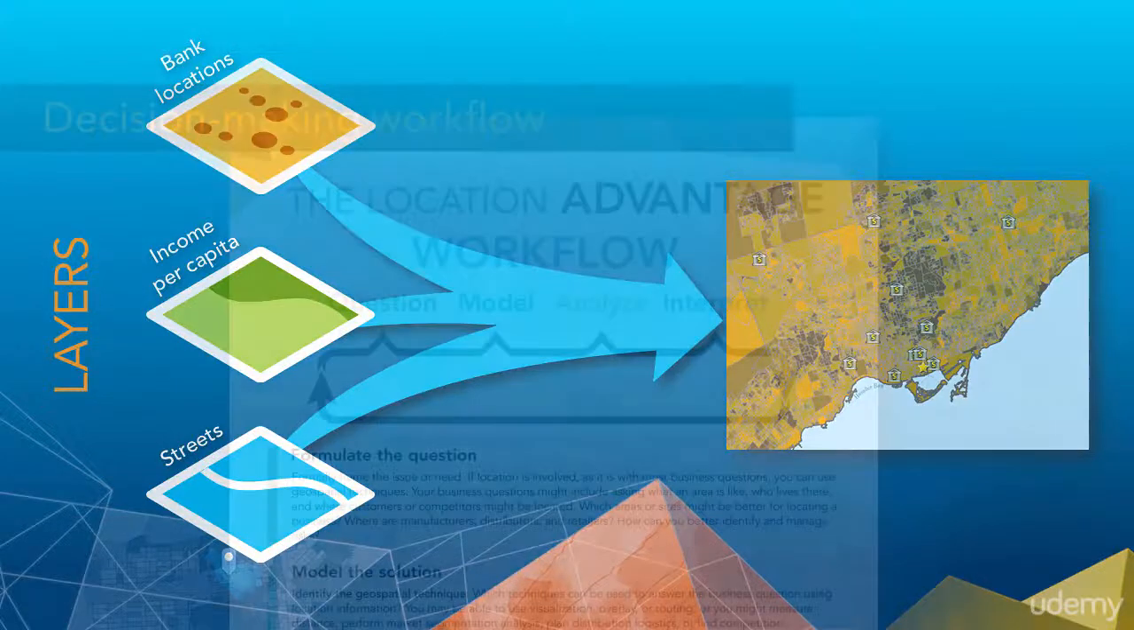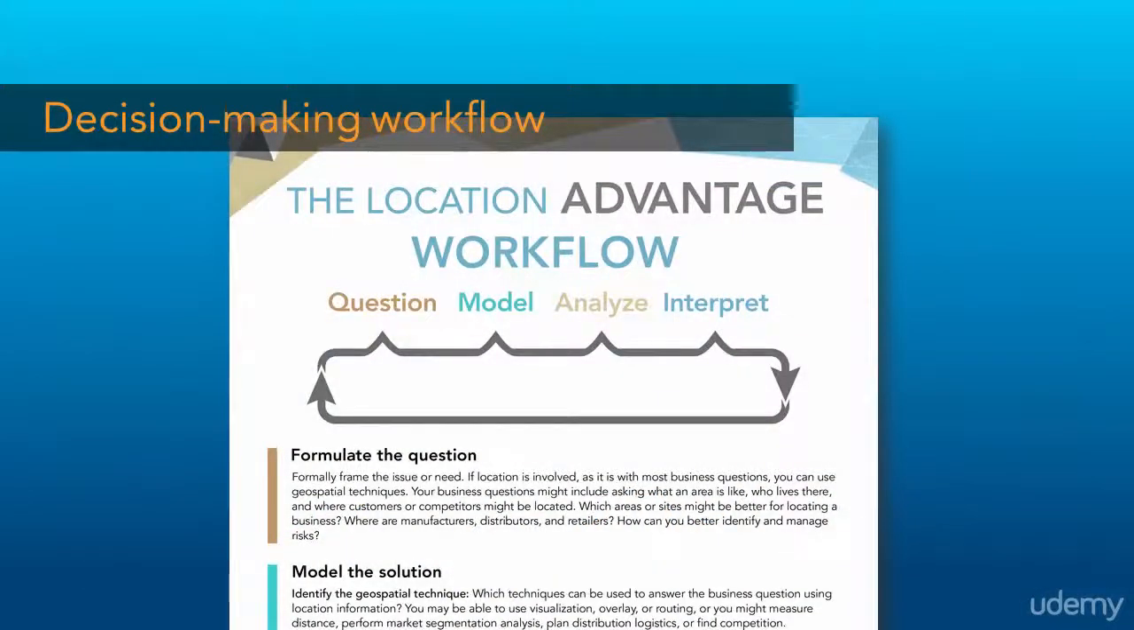In this course, you'll use this four-step decision-making workflow for problem solving. It starts with framing the business problem as a question to be answered, then modeling a solution, performing the analysis, and interpreting the results. In the resources section, we've included a downloadable one-page strategy document that can explain each of the steps in greater detail. You can reference this document throughout the course and apply the workflow to business problems in your own work. Actually, you can use this workflow for making any business decision, whether it involves location information or not.